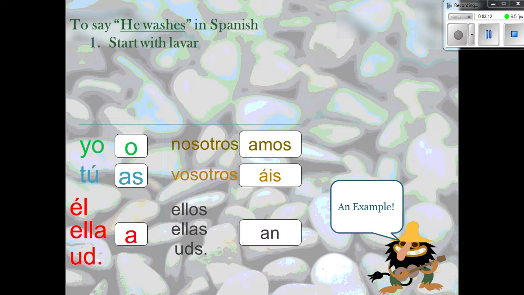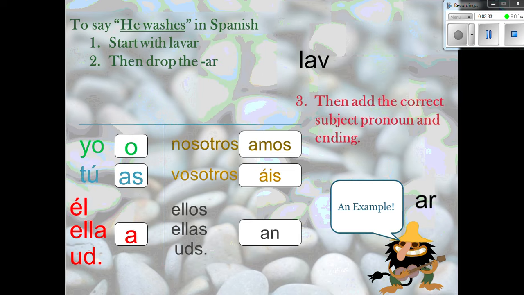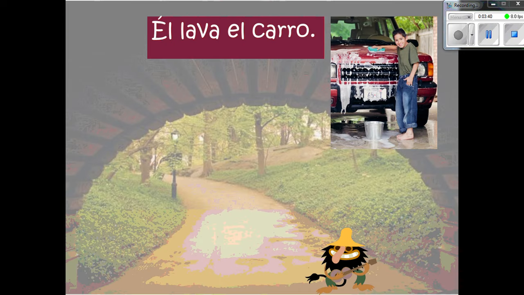To say he washes in Spanish, our infinitive verb for to wash is lavar. So my next step, do you remember what it is? I need to take off that AR, so I have lav, and that's what's left. And to say he washes now, I need to find which subject pronoun means he. I know it's él, so the ending for AR verbs is always a. So él lava would be my correct translation. Él lava el carro.